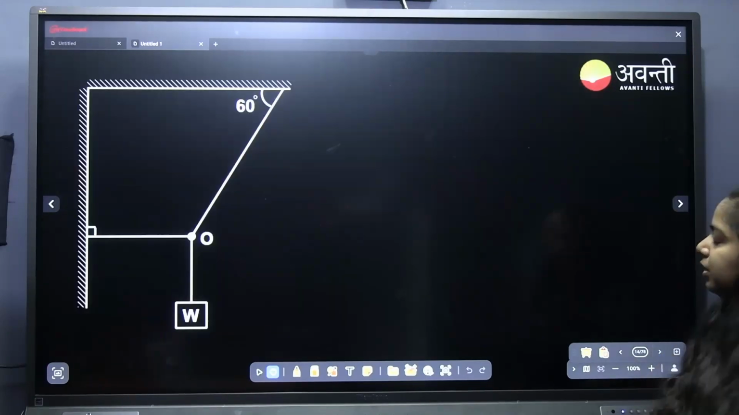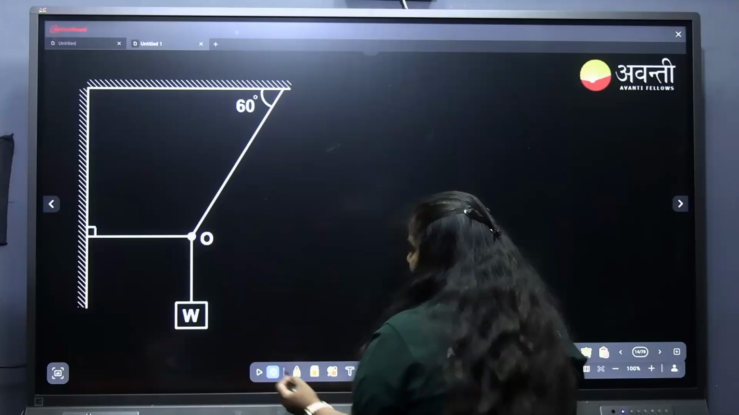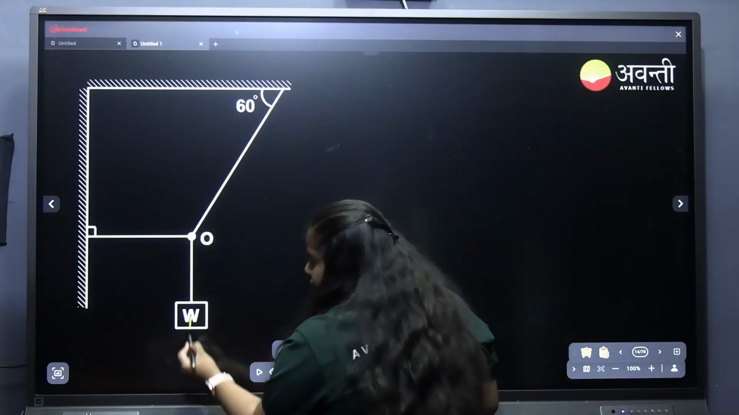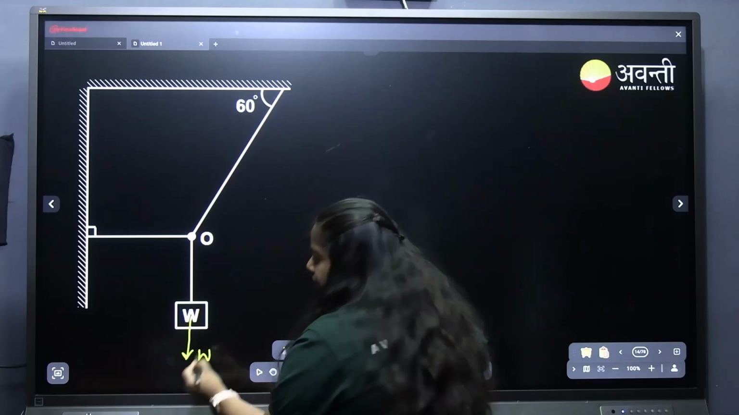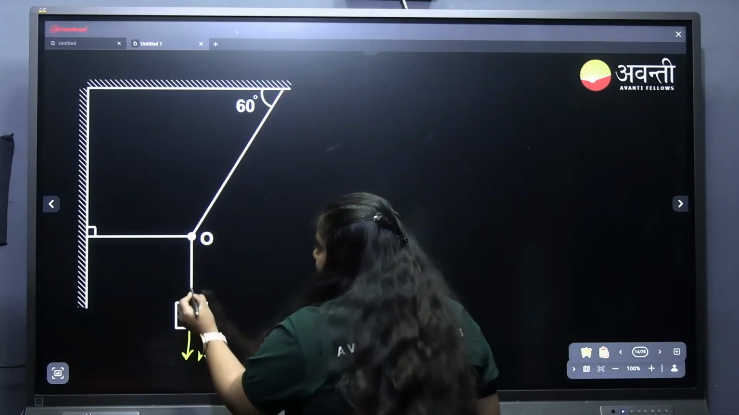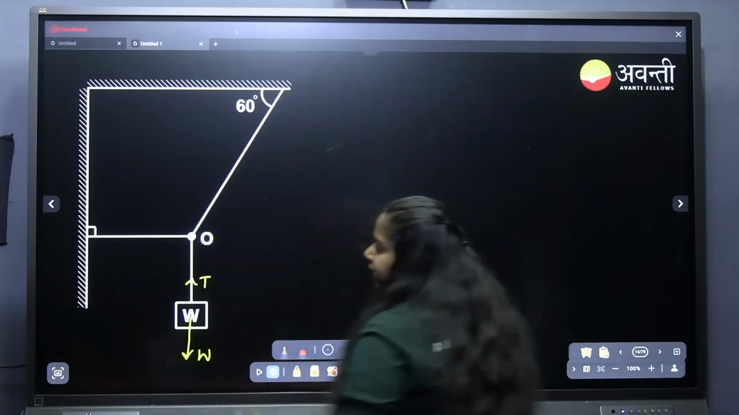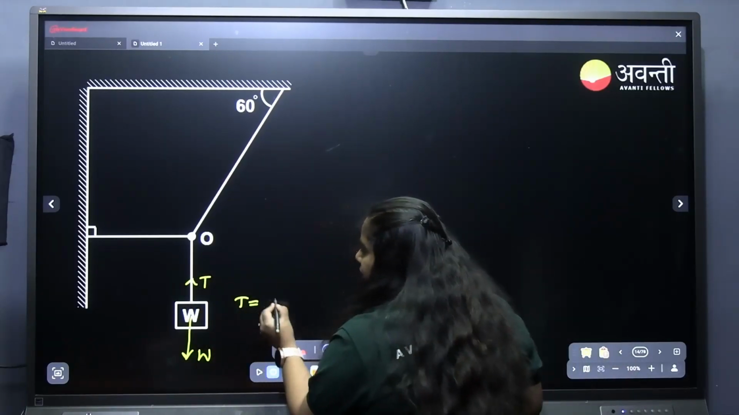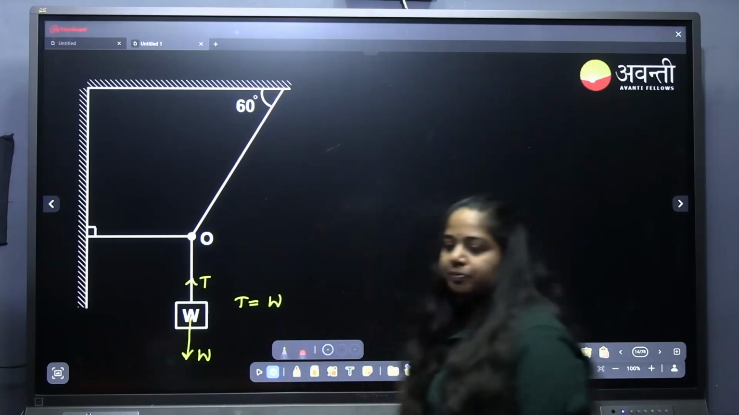Okay. So let's see. I will be drawing in this only for our ease. Here, if you see, weight W is acting downwards. Okay. And tension T is acting upwards. So can I say that T equals W?